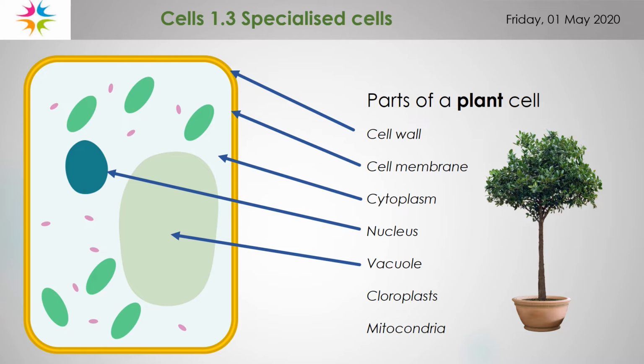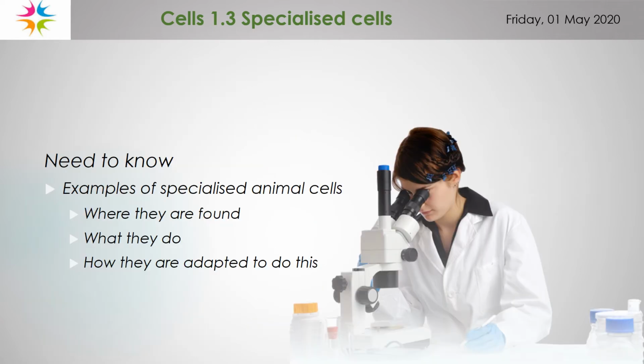Okay, sorry about the order. Then the green areas are chloroplasts, and the little purple dots are mitochondria. Let's see how many you remembered. Remember, if you're looking at the PowerPoint, you can always go back and test yourself.